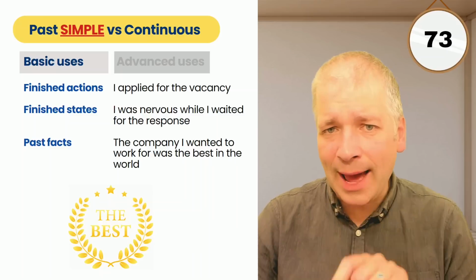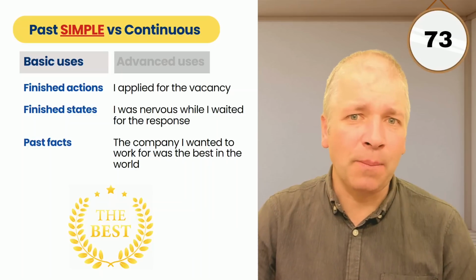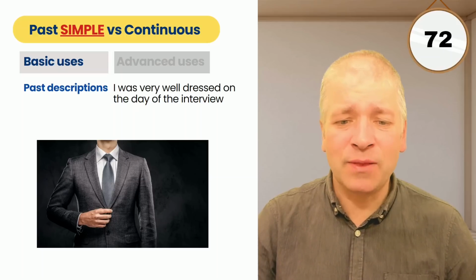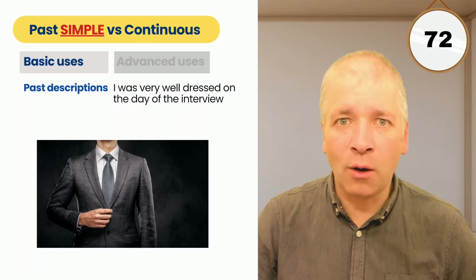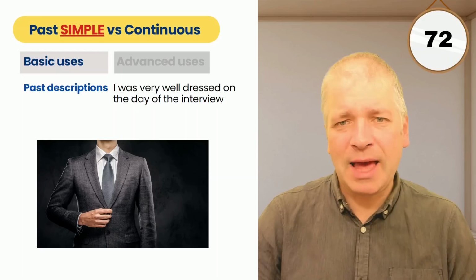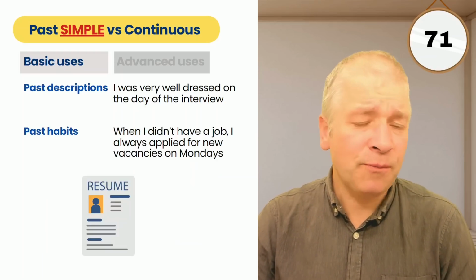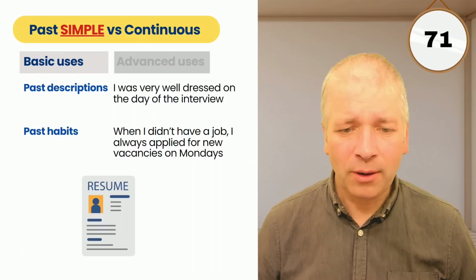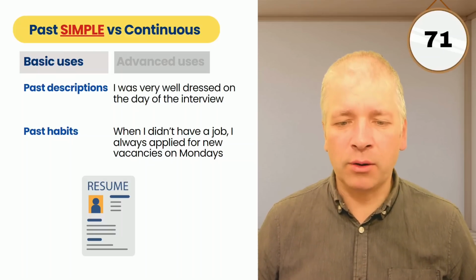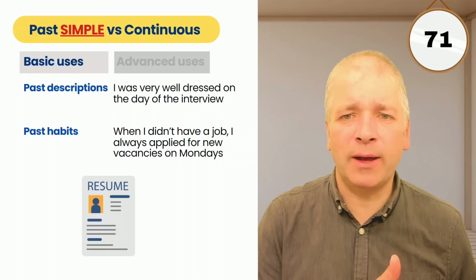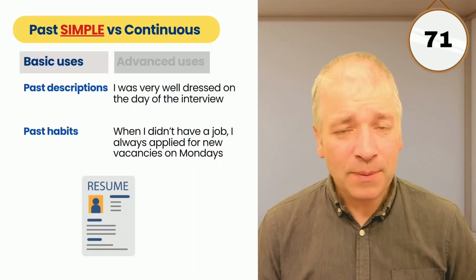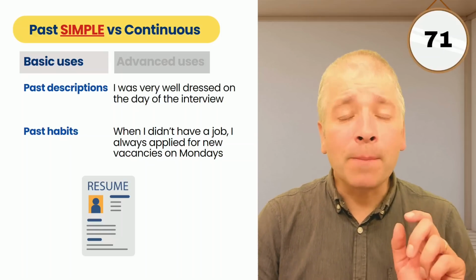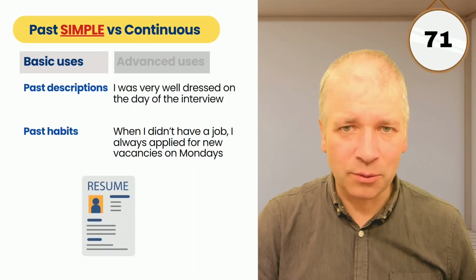We don't know if it's true now, but because it was a fact in the past, we use the past simple. Also, past descriptions. Look at this well-dressed man. He might say this: I was well dressed on the day of the interview. The past simple describes how he looked at that time. And if with past habits, use the past simple again. When I didn't have a job, I always applied for new vacancies on Mondays. It was the same every Monday. We can use the past simple. We may also be able to use used to or would for some situations when we describe past habits, but the past simple is also commonly used.